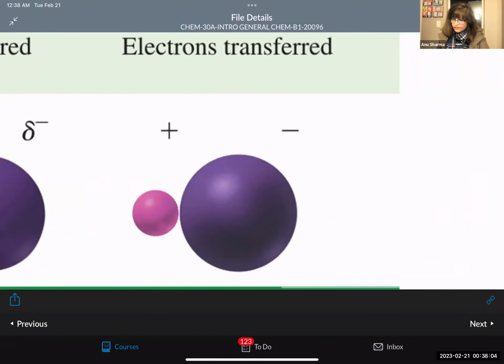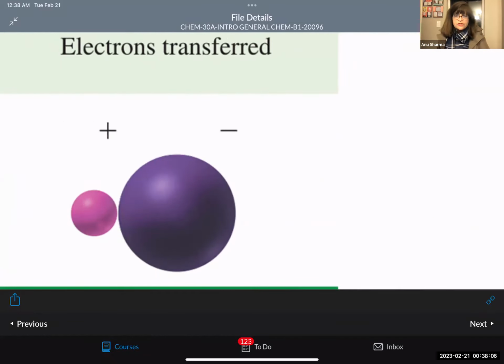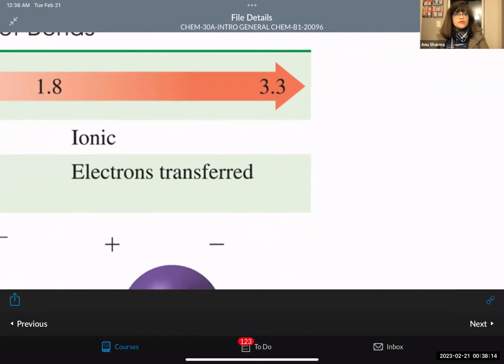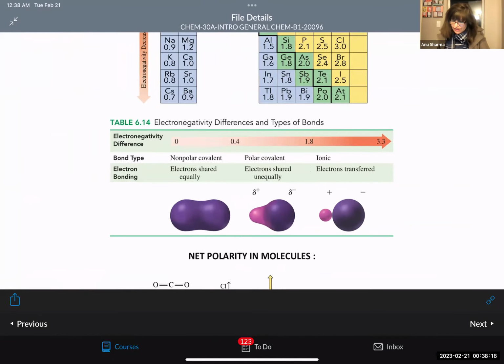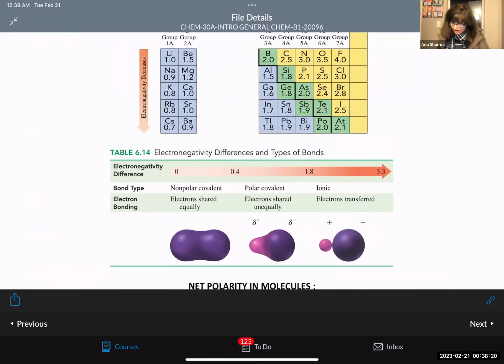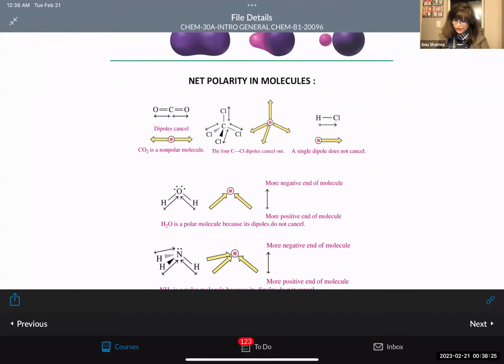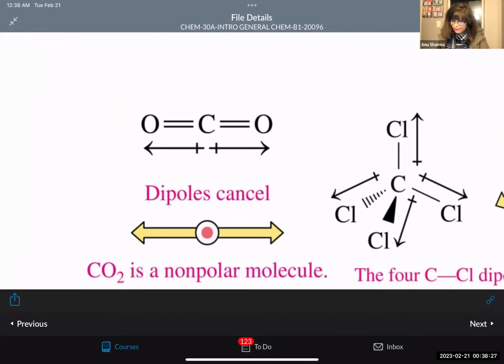But when the electrons are completely transferred, there is separation of charge. In that case, ions are formed, and that happens when the difference in electronegativity is between 1.8 to 3.3 and higher. So that's the deal with electronegativity, and based on that, there is an overall polarity in the molecule. Now, polarity is when the dipole is induced.